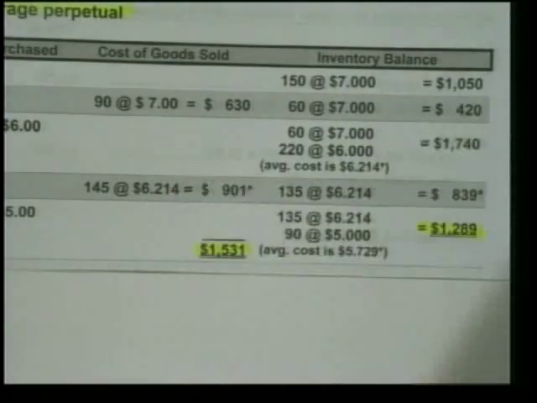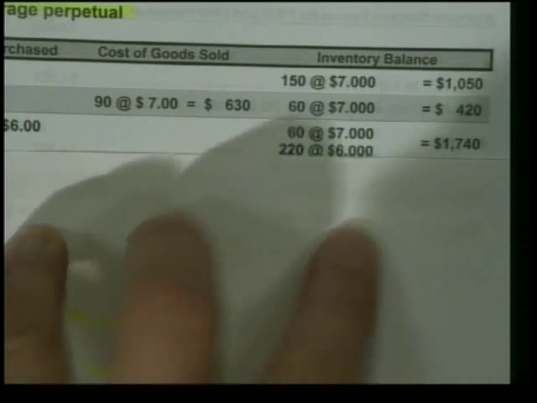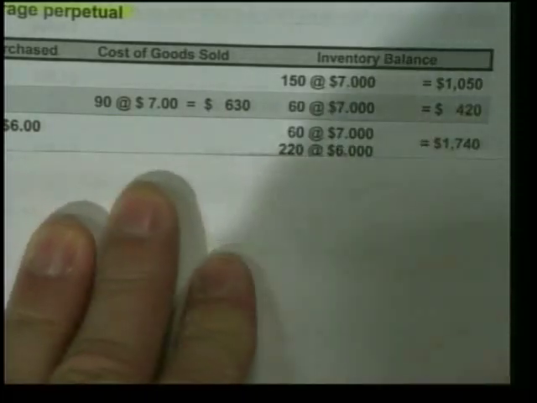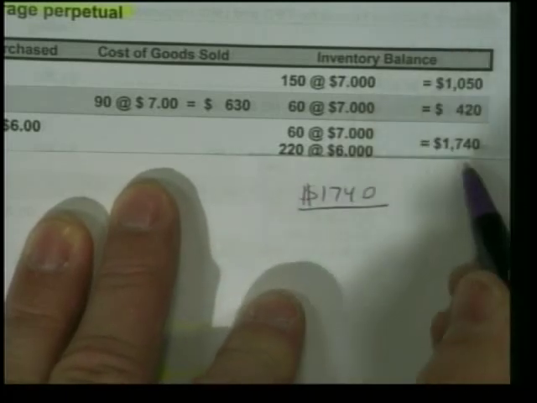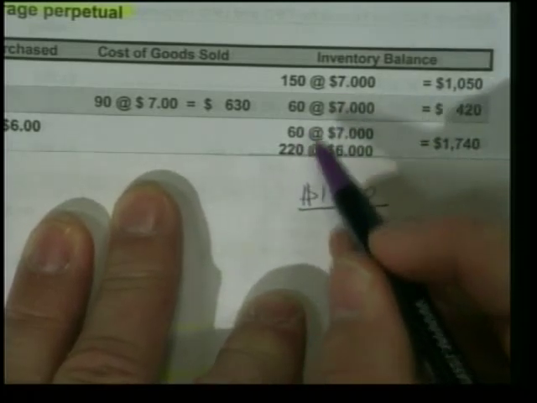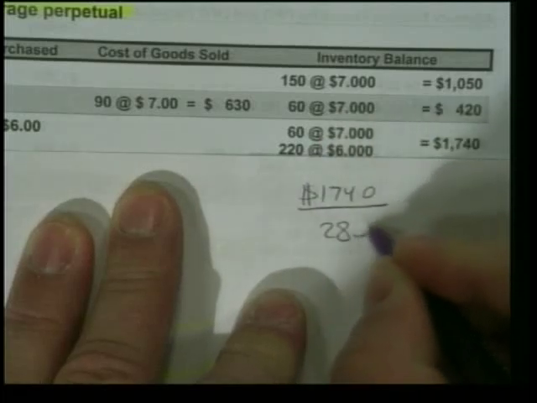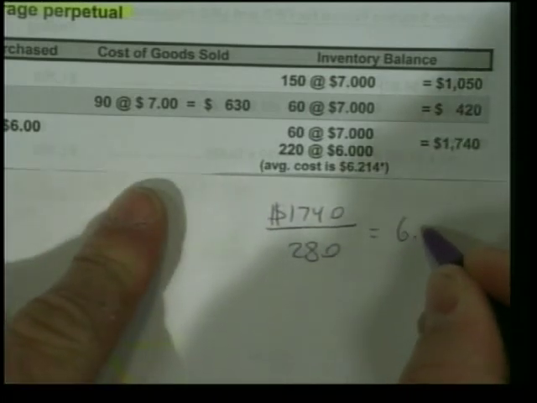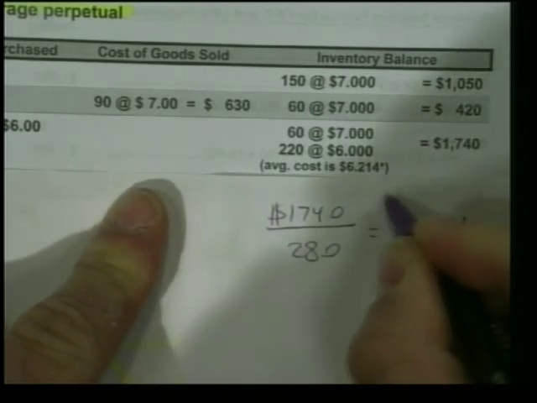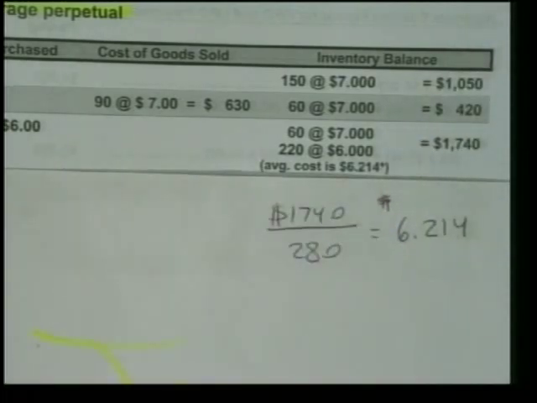The way they got that, I'm going to zoom in there a little bit. How they got this was they took their total inventory cost of 1740, and divided by how many units are in ending inventory? 280. And that's how they got the 6.214. Does that make sense? Good questions. Any other questions on the weighted average? Again, the answers add up to 2820.